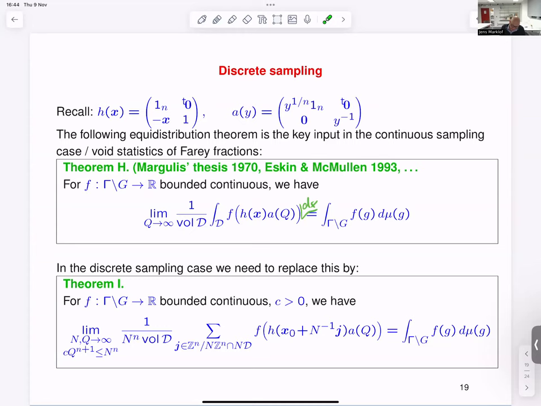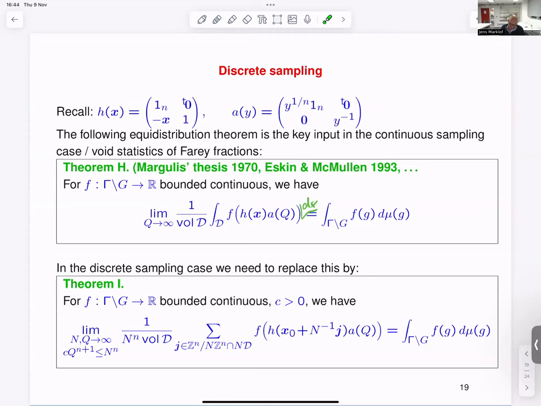So instead of having now a continuous average over our Hourly cycle, I just sum. I still transport everything by this diagonal action. And my claim is now that we still get equidistribution. And once you have this theorem I, everything follows exactly in the same way as before in the continuous average. So the theorems we have known already for 10 years can then just be adapted to also the discrete averages.